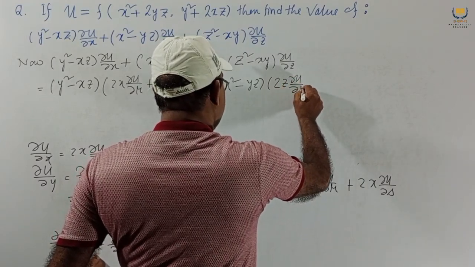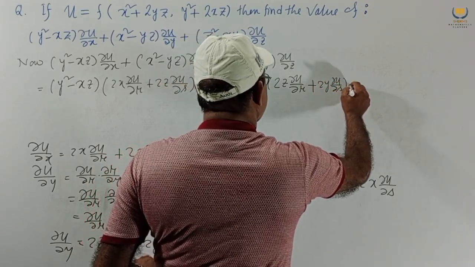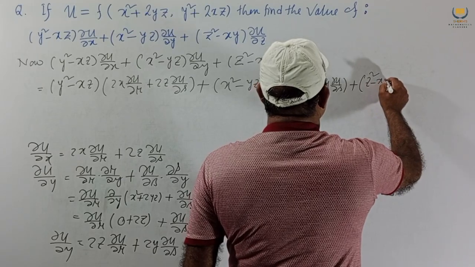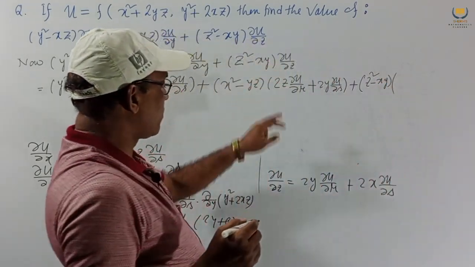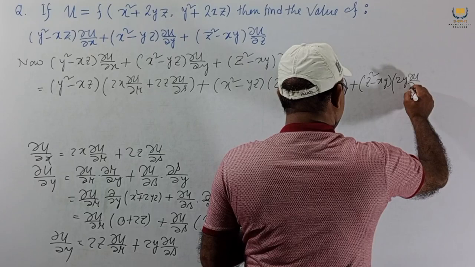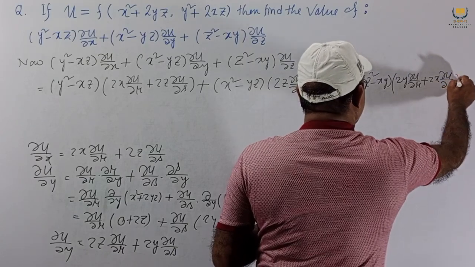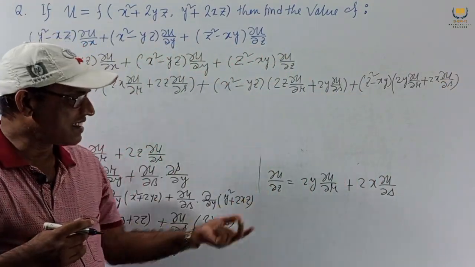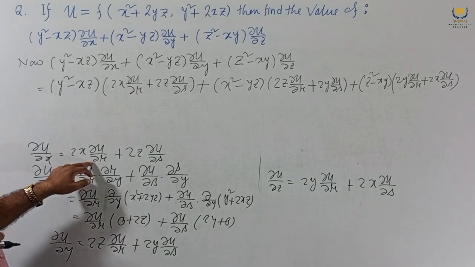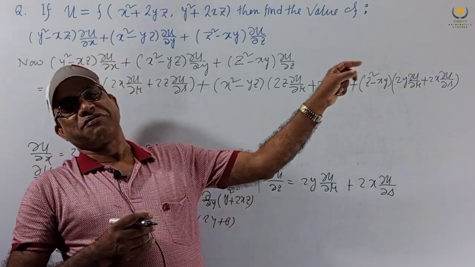∂u/∂r plus twice y ∂u/∂s. Like the last one is z square minus xy, and this value ∂u/∂z is this one, twice y ∂u/∂r plus twice x ∂u/∂s. So dear students, this line is clear. We are just putting this value, this one remains same. We put ∂u/∂x below this, ∂u/∂y is this, and ∂u/∂z is this. Just we are putting this value. Next calculation.